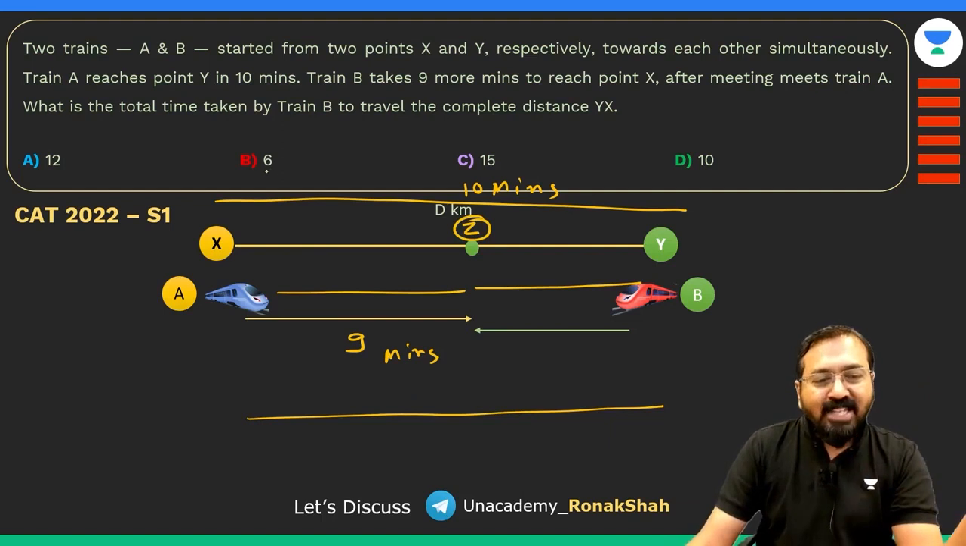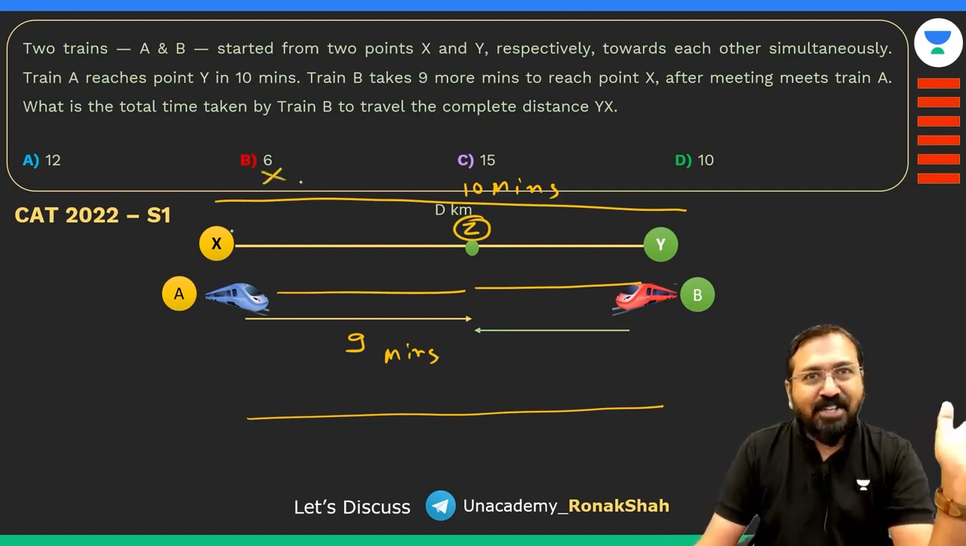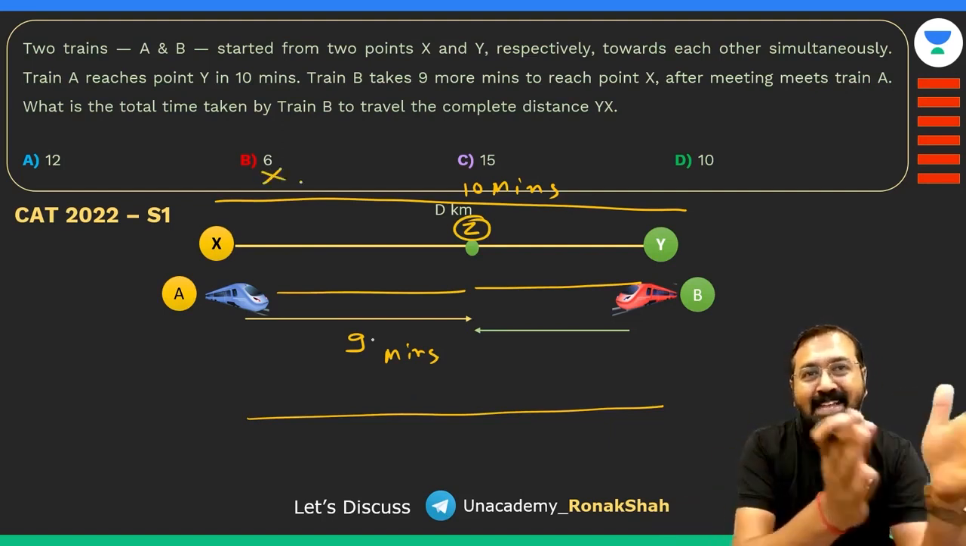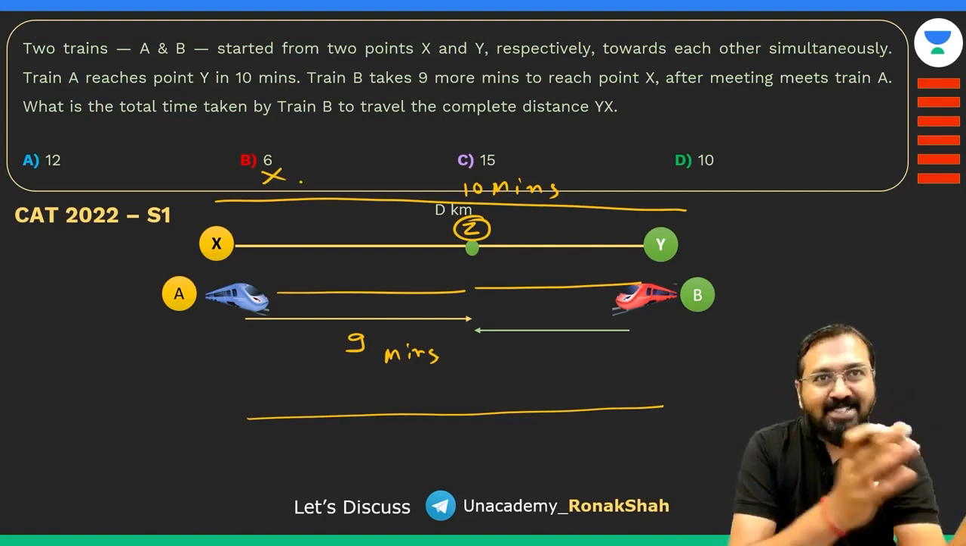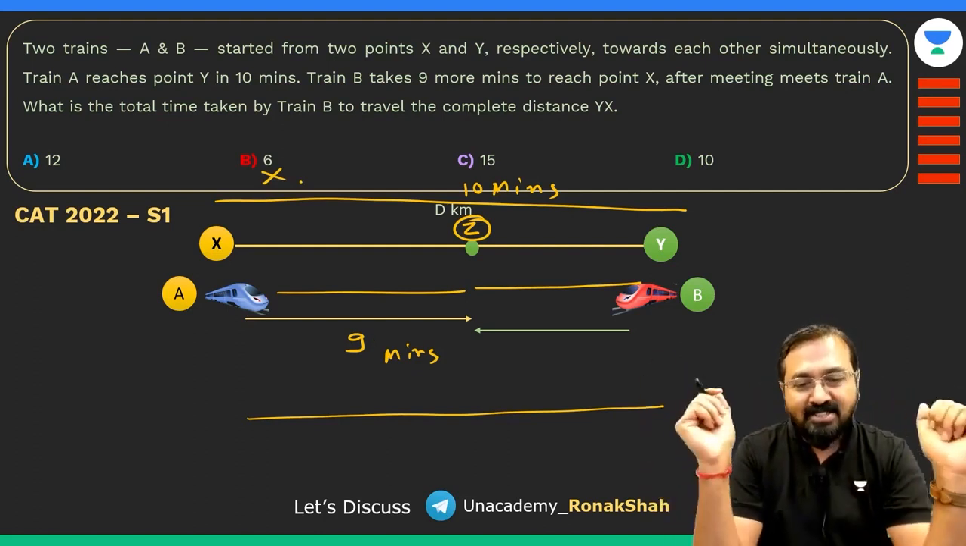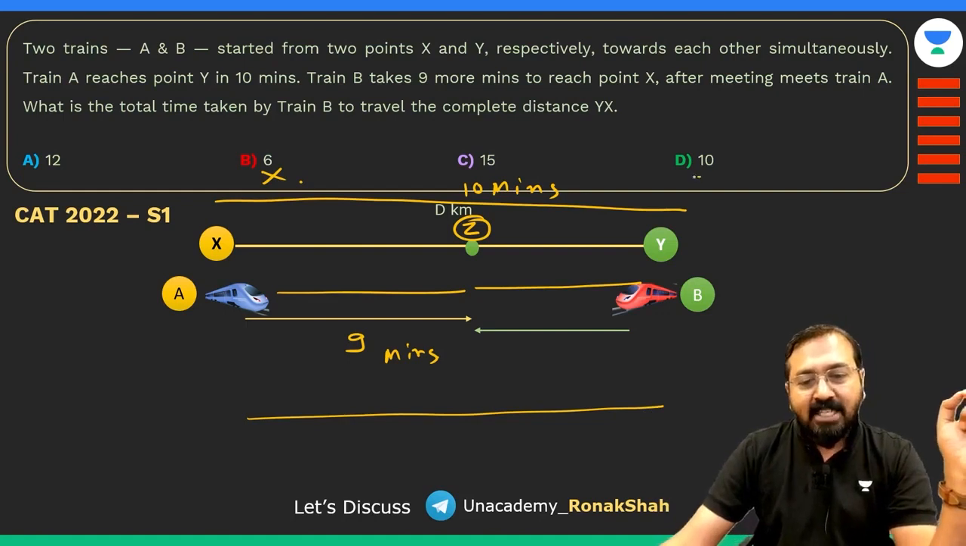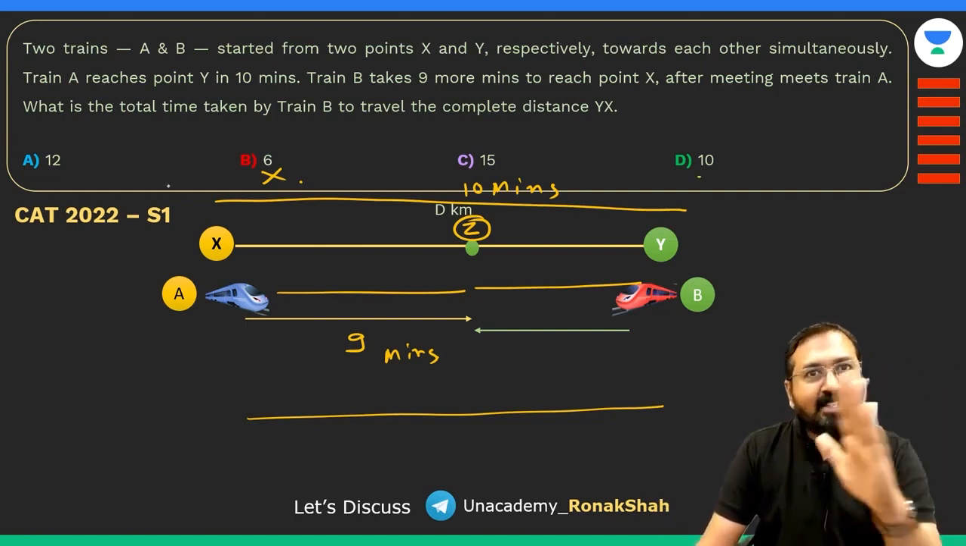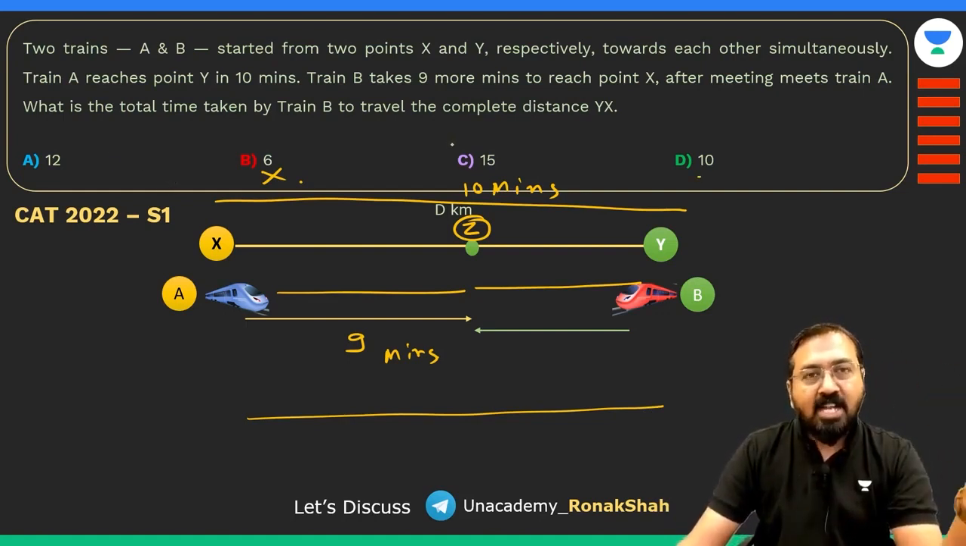So guys, of course it can't be 6. So one option is straight away eliminated, because it takes 9 minutes to travel the remaining distance. So the entire time should be more than 9 minutes, right? Can it be something like 10 or 12 minutes? The answer is straight away no, and you can tick mark answer option C.